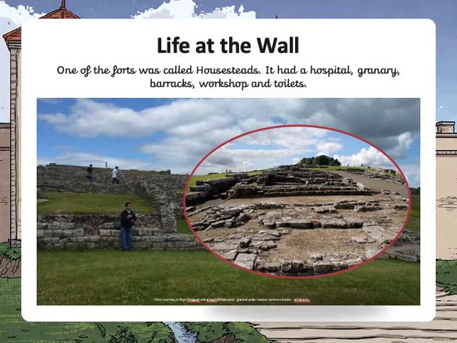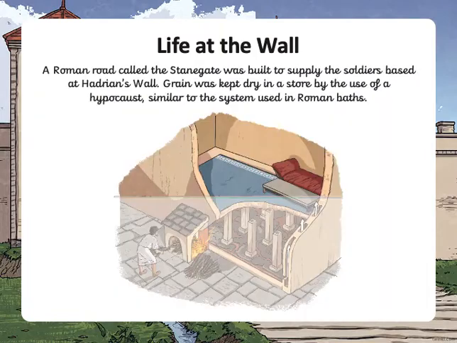Life at the wall. One of the forts was called Housesteads. It had a hospital, granary, barracks, workshop and toilets, and this is a picture of the remains of it now. Life at the wall. A Roman road called a Stanegate was built to supply the soldiers based at Hadrian's Wall. Grain was kept dry in a store by use of a hypocaust.